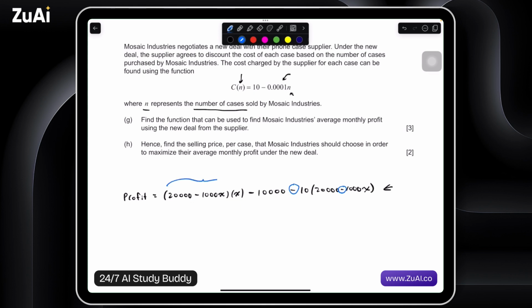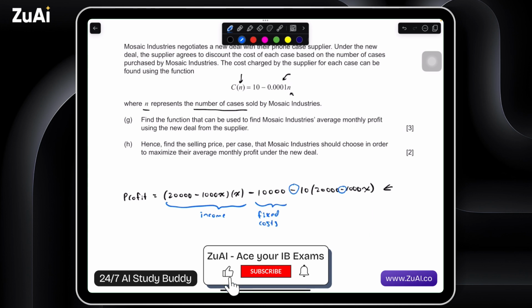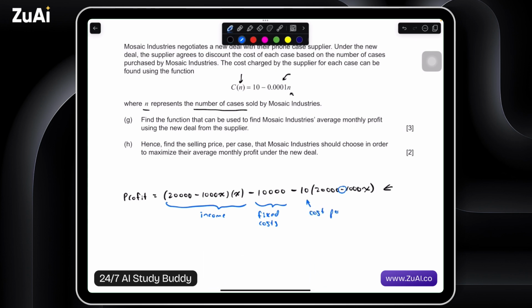This is their income. This is the fixed costs. This is the fixed cost, the overhead. And then they had this final value. And this, remember, was the cost per case. And this right here, I'm going to clean it up. This was equal to the number of cases.